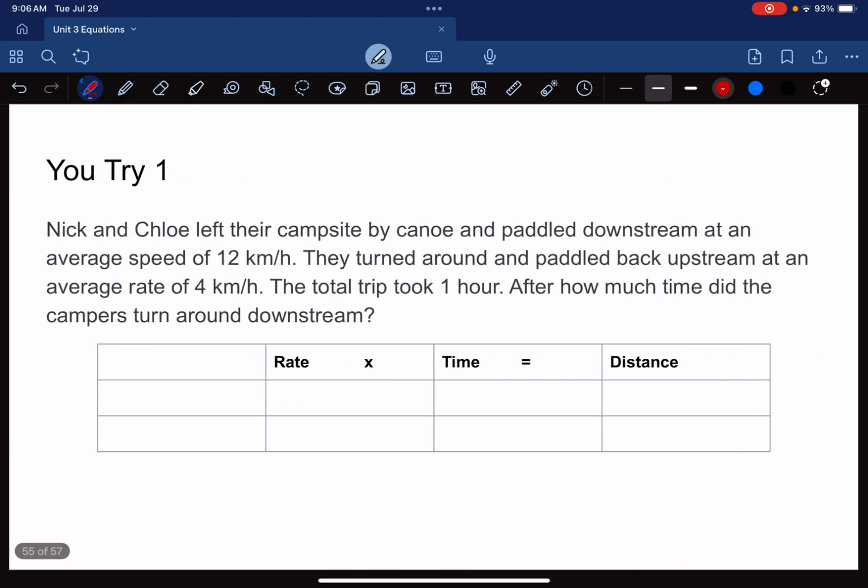All right, you try. Stop the video, give it a try. At least fill out the table. See if you can get that. And if you get that, try and write the equation. I know if you write the equation, you can solve it. So give this one a try.